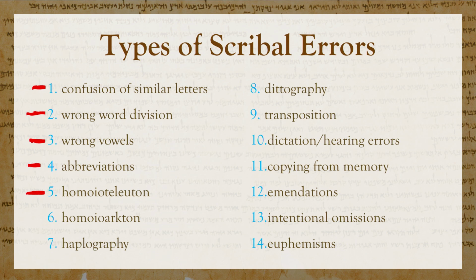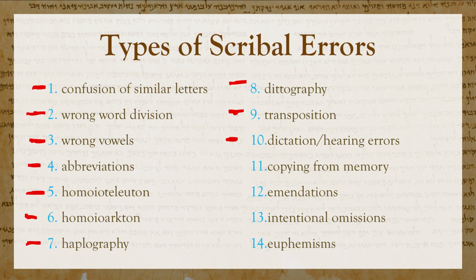Another one is called homoioteloton, which is where the end of the word is the same as another word. And so you jump to the next instance of that word and you skip over something. And then the same thing can happen at the beginning of the word, that's homoioarchton. And then haplography is where you just skip over a whole section, maybe from one word in a sentence to the next sentence that has the same word. You just skip over the part in the middle. Dittography is the opposite of that, where you repeat the same again. Transposition is mixing up letters.